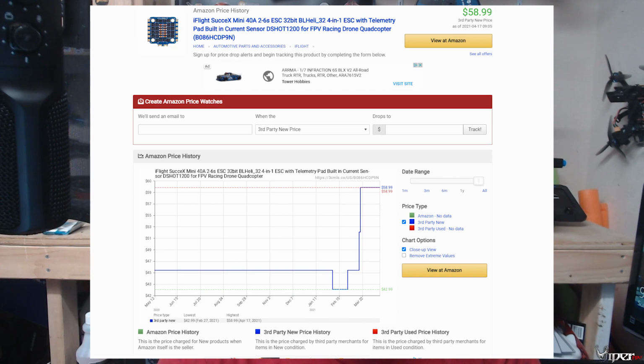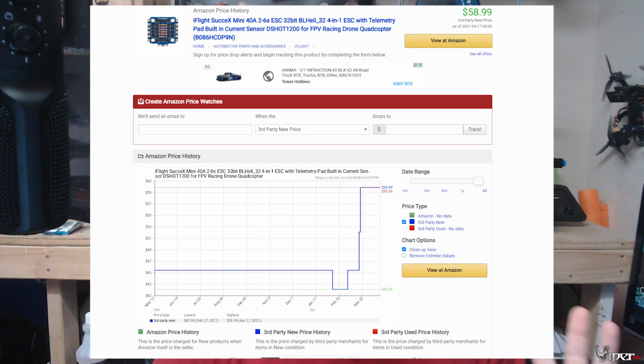And what I actually did is I went on to Amazon to compare some prices, and let me pull up that information here, because it looks like the increase is actually happening now. Let me pull up this here: iFlight SucceX Mini 40-amp 2-6S ESC, 32-bit BLHeli_32 4-in-1 ESC. So a lot of the 32-bit 4-in-1 ESCs, I've seen a huge increase in. Now, some of the products I'm going to show you guys, some of them haven't even changed price.